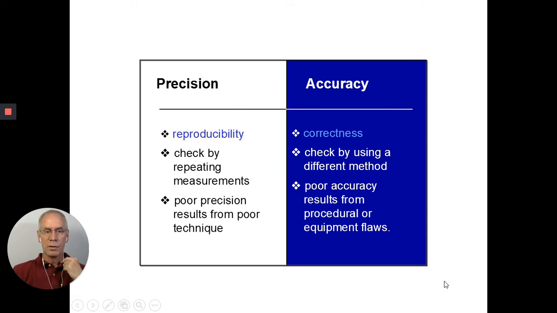Now, precision versus accuracy. Accuracy means you're correct, you're close to where you should be. And precision is measured after multiple measurements to see if they're reproducible. So precision has to do with reproducibility. Accuracy has to do with were you correct.